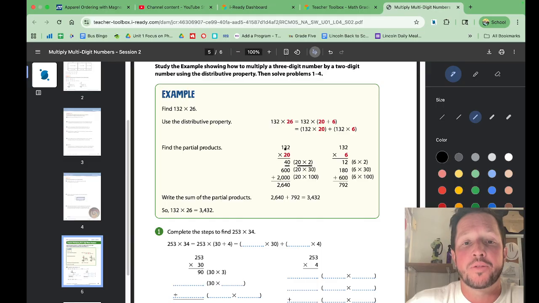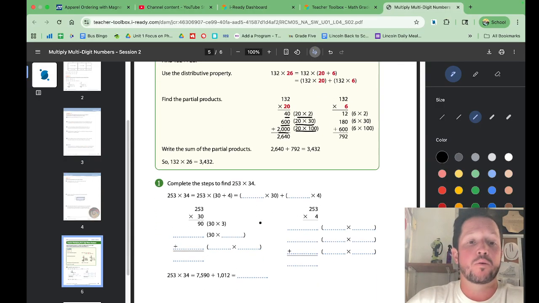20 times 3 equals 600. And then 20 times 1, or 20 times 100, since it's 1 in the hundreds place, that becomes 2,000. And then they just add those together.